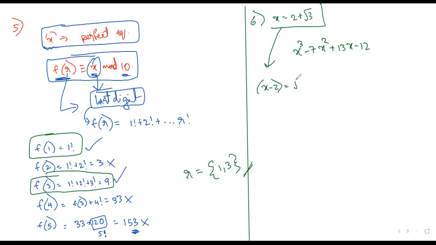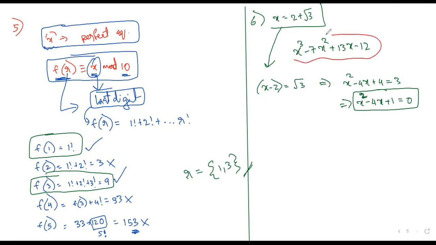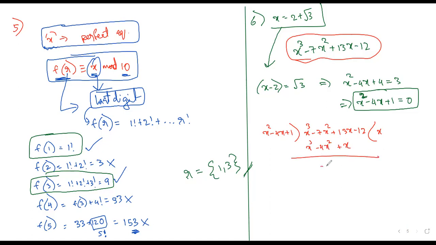Here, x minus 2 can be written as root 3. If you square both sides, you get x squared minus 4x plus 4 is equal to 3, which means x squared minus 4x plus 1 will be equal to 0. By making use of this equation, this can actually be simplified. How? Observe very carefully. If I divide this entire cubic expression by x squared minus 4x plus 1, what will I get? X cubed minus 7x squared plus 13x minus 12.